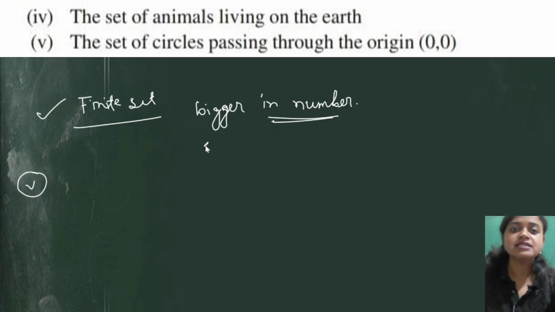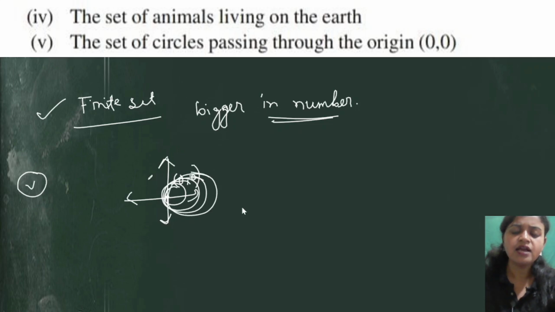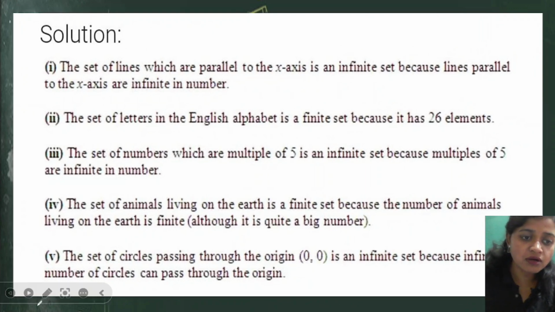Next, question number 5: the set of circles passing through the origin (0, 0). If I draw x-axis and y-axis, this is the origin where x-axis and y-axis intersect each other. This is the 0, 0 origin, and we can draw any circle passing through the origin like that. But if the radius were mentioned, then we could draw only a particular circle. Here no radius or diameter is mentioned. That's why it is an infinite set.